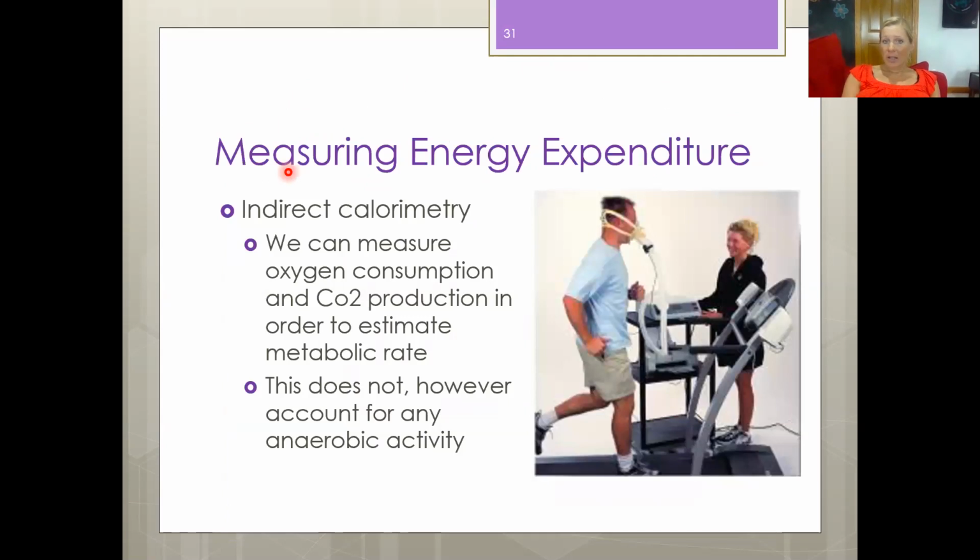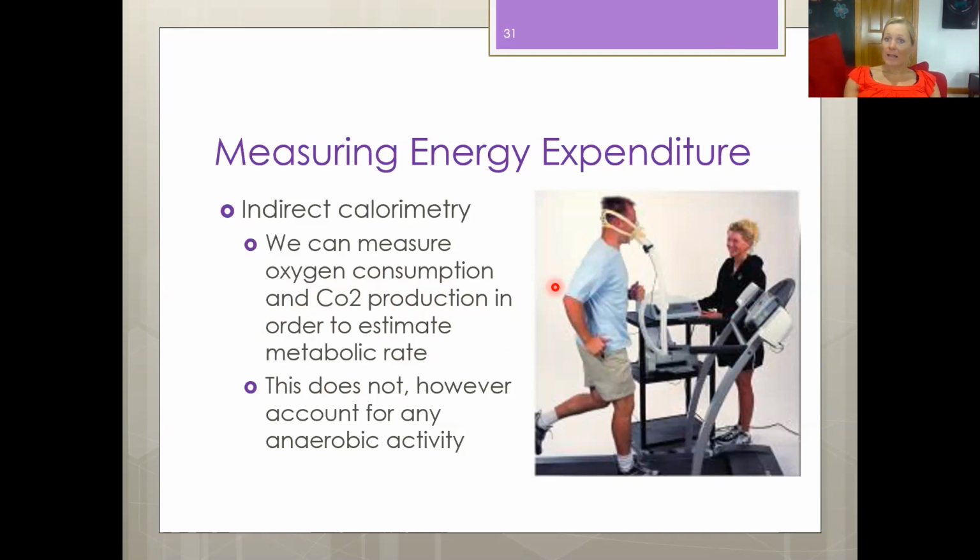A better method is known as indirect calorimetry, and you can see that here in this picture. Basically, with indirect calorimetry we're looking at the amount of oxygen that we're utilizing and the amount of CO2 that we are producing in order to estimate our metabolic rate. So we get a really good idea of the total number of calories that we are expending from an aerobic standpoint by understanding how much oxygen we're actually using.